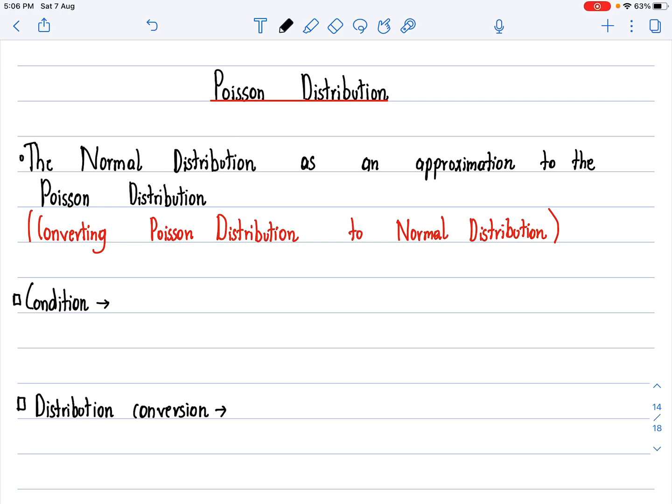Today we'll be doing the concept of the normal distribution as an approximation to the Poisson distribution, basically converting Poisson distribution to normal distribution, and this is a subtopic in the chapter of Poisson distribution.